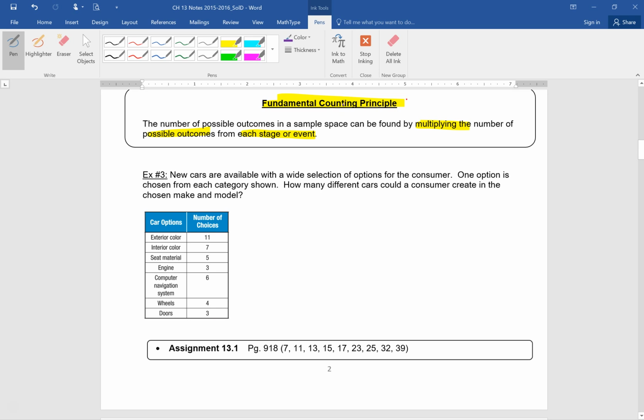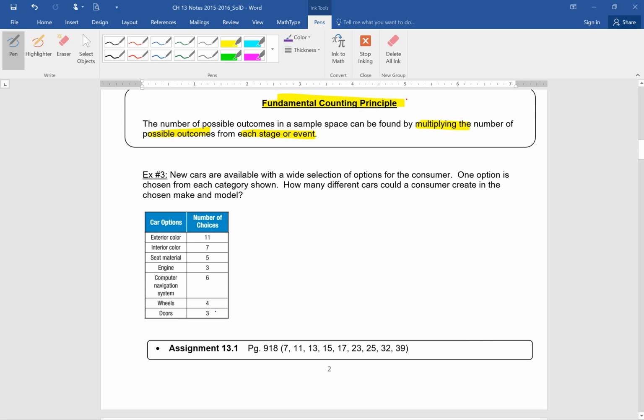How many different cars could a consumer create given this? So you have 11 choices for exterior color, 7 for interior, 5 for seat material, 4 for the wheels, 3 for the doors, right? So you're going to have to choose one of each. So think of it this way.